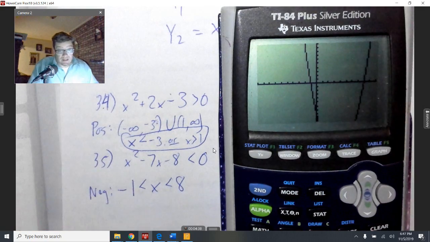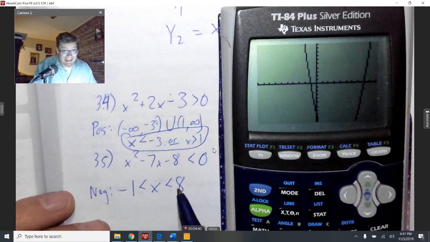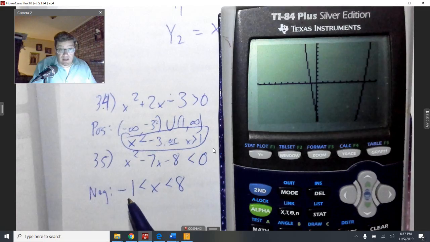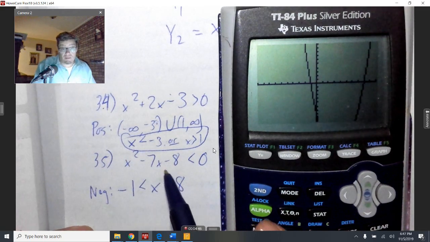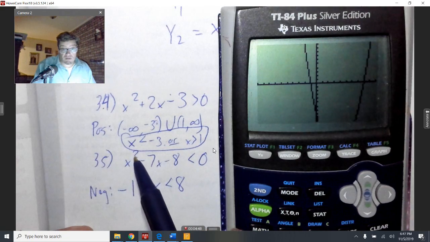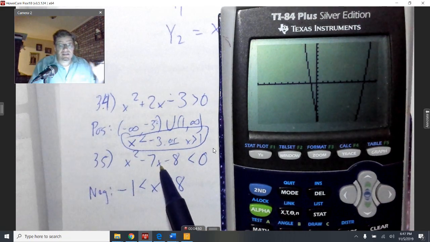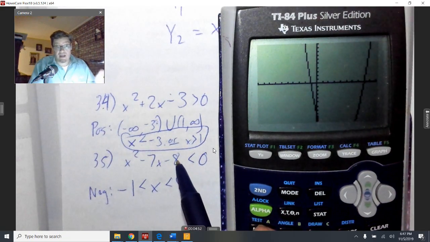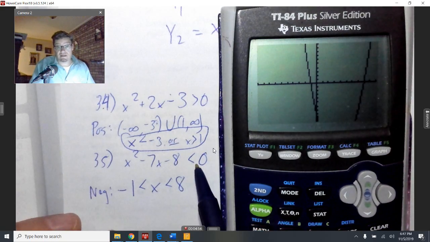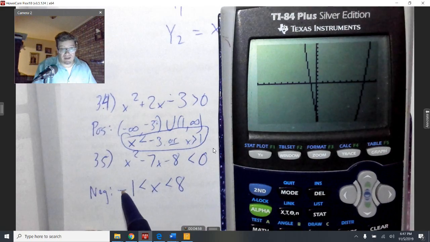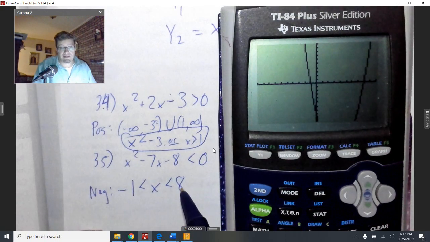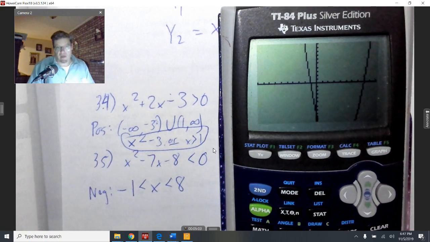So the way that this works is that if I picked a number, anything in between negative 1 and 8, like 0, if I plug in a 0, I better be less than 0. So 0 squared minus 7 times 0 is 0. Minus 8 is negative 8. Is negative 8 less than 0? Of course. So every single number in between negative 1 and 8 will give you a negative value. Okay, that's what we're after.